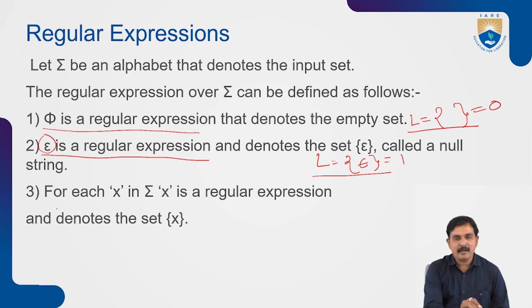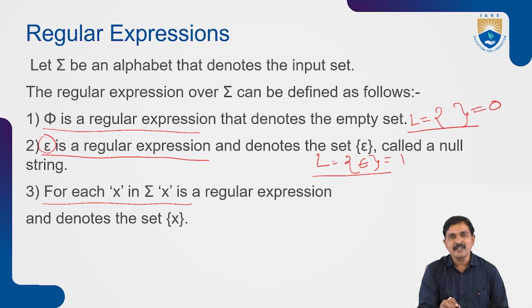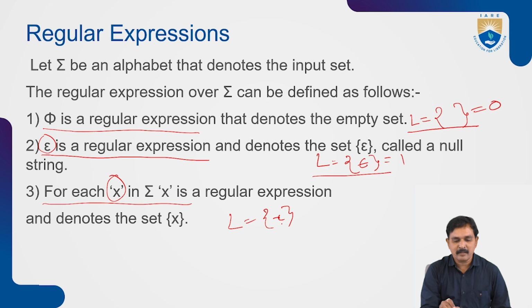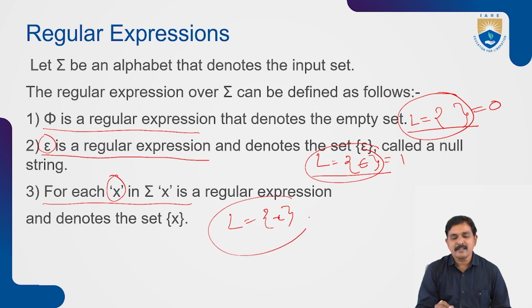Suppose other than phi and other than the null symbol, you take another basic, one single element. That single element we call x. That is called x. The corresponding set is nothing but the same element x. You have to see the differences: this is the empty set language, this is the null regular expression language, and this is called a single element language.